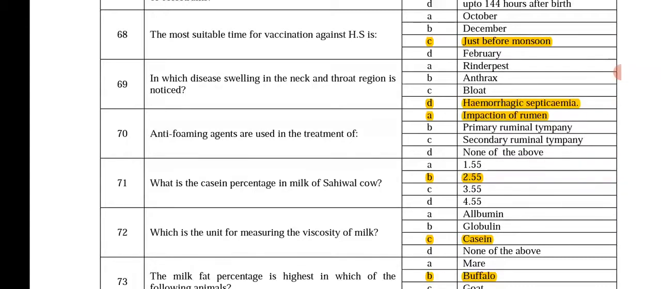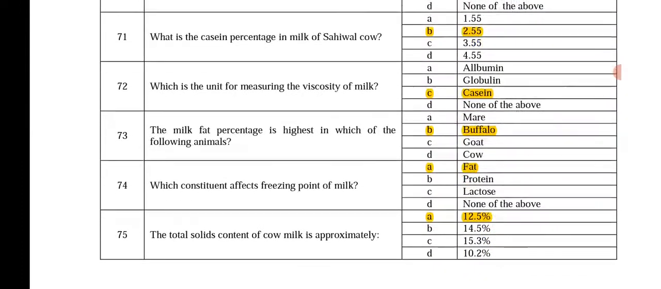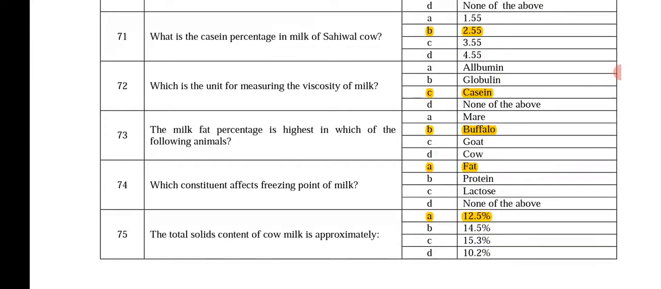What is the casein percentage in milk of Sahiwal cow? 2.55. What is the unit of measuring viscosity of milk? Casein. Casein is the unit for measuring the viscosity of milk. The milk fat percentage is highest in which of the following animals? Buffalo. Which constituent affects the freezing point of milk fat?